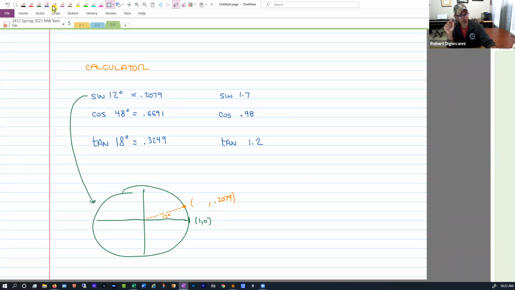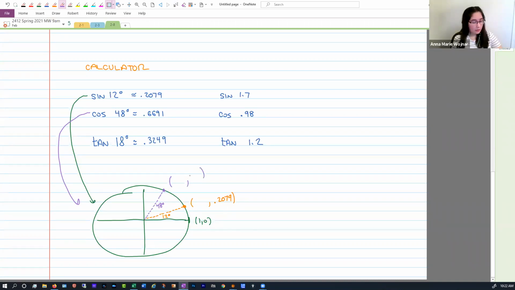Now on the next one, cosine of 48 degrees, what that means is if you go to 48 degrees and you look at which coordinate this time? The x coordinate. The x coordinate, it would be 0.6691.